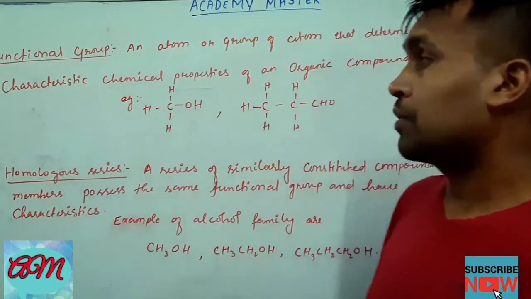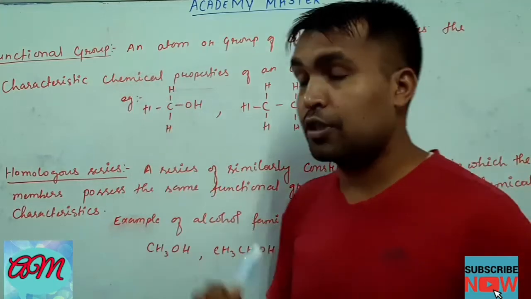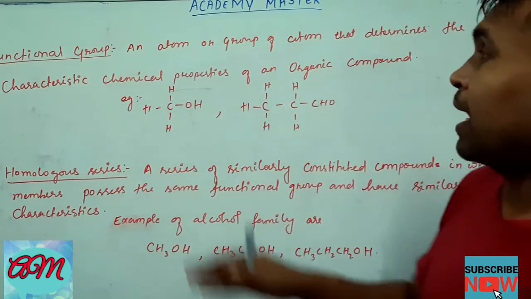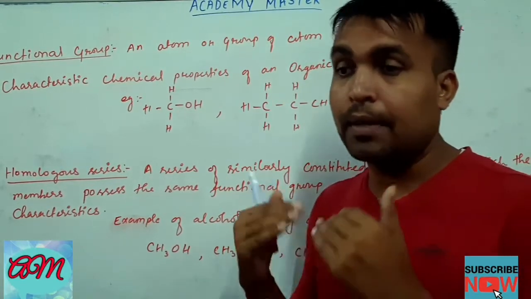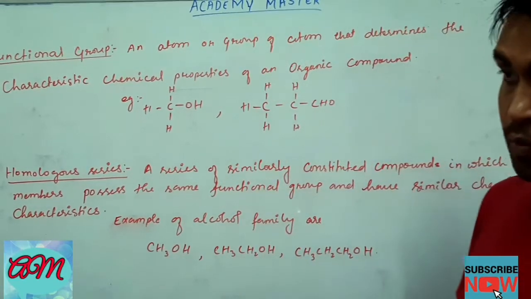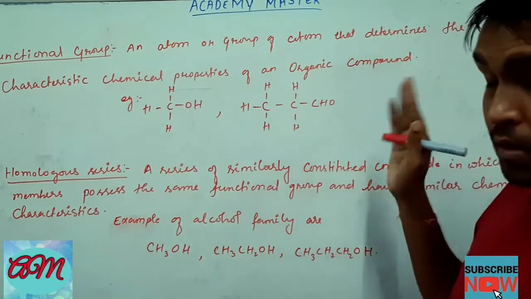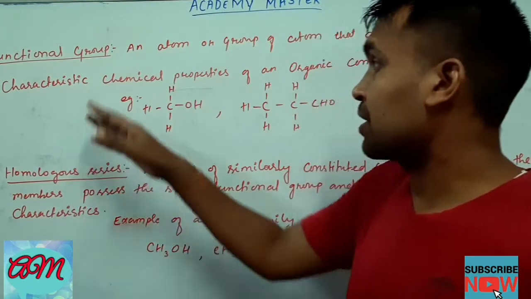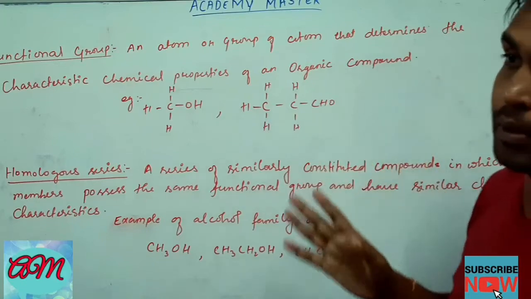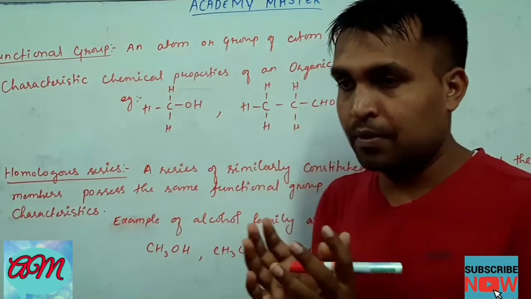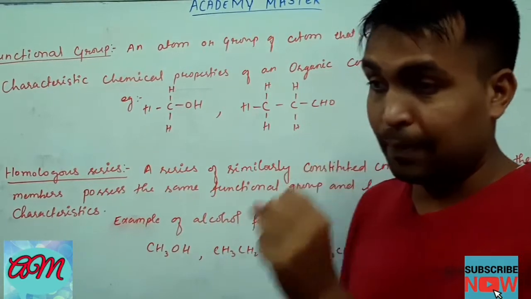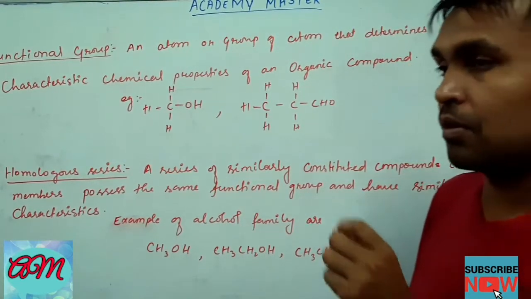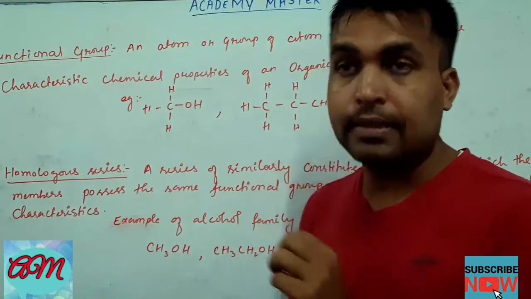And now today we are going to start with the topic functional groups. So what is a functional group? An atom or group of atoms. A functional group can be an atom or a group of atoms that determines the characteristic chemical properties of an organic compound. So by the presence of that particular atom or group of atoms, the characteristic properties, the chemical properties or the physical properties of that particular compound is determined.